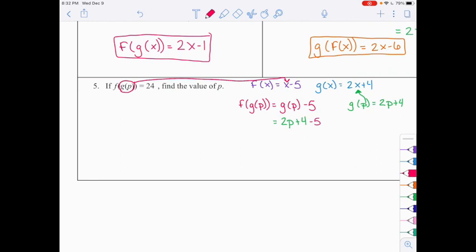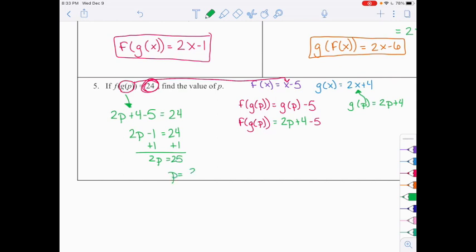Now that I know what f of g of p is, I can set that equal to 24. So I'm going to have 2p plus 4 minus 5, because that was f of g of p, that's what I composed, equals 24. And now I can solve for p. So p is 25 halves.